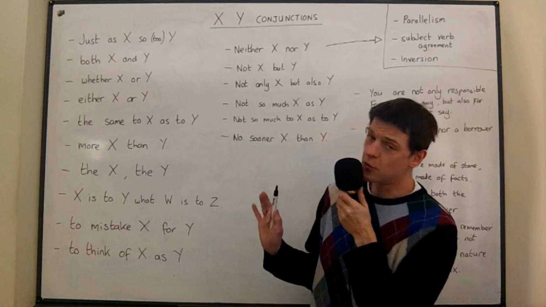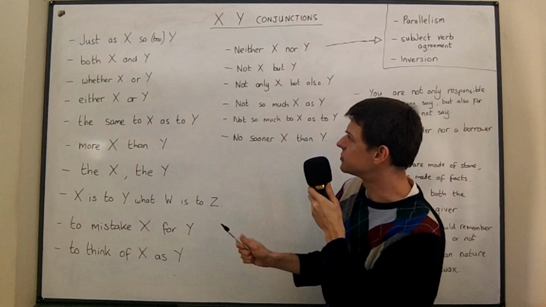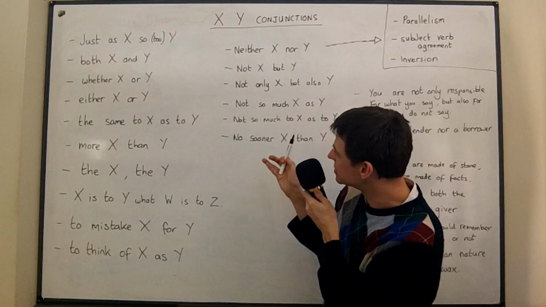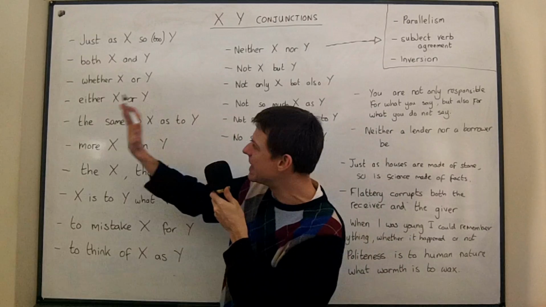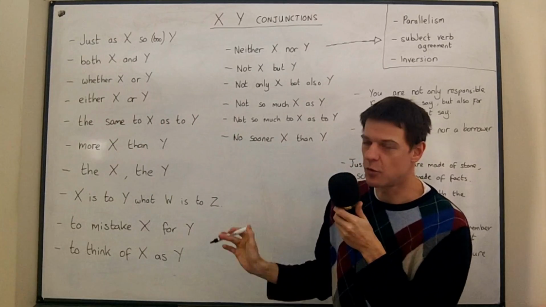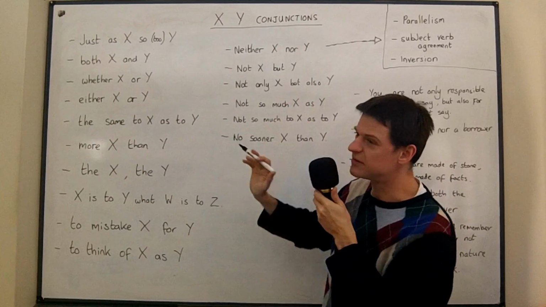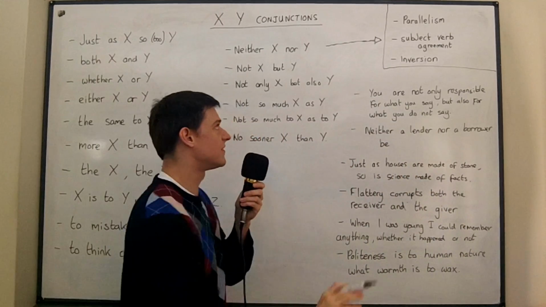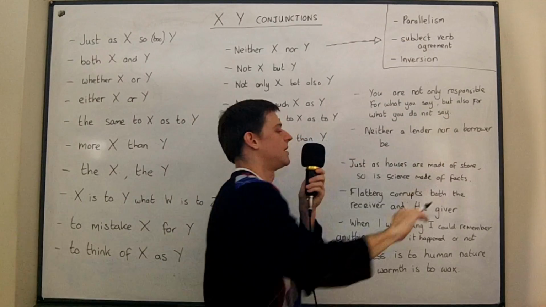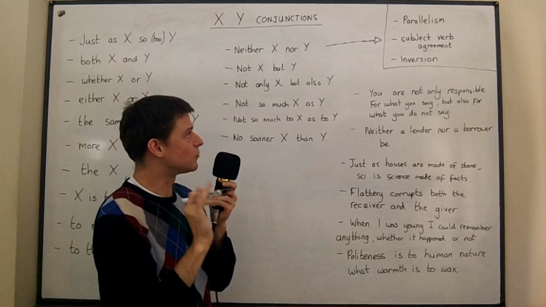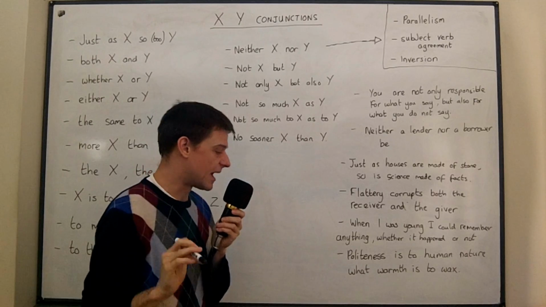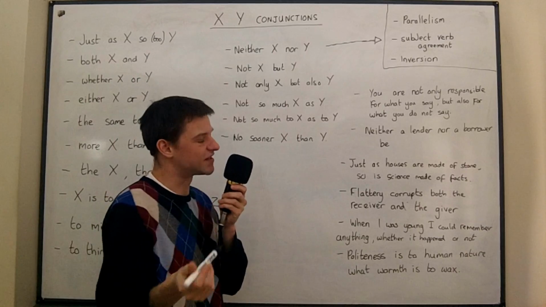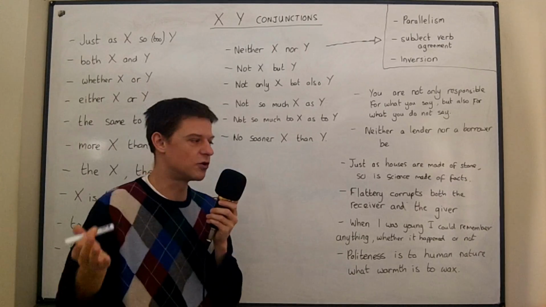Today I just wanted to do a quick lesson about XY conjunctions. I just mean very common patterns which we see in English where we're comparing two elements, X and Y, which should be of equal weight, and therefore it's very important to remember parallelism. If you don't know what I'm talking about, please watch some of my lessons on parallelism and you'll see exactly what I mean. Basically, it's about using the same kinds of words when you're comparing them.